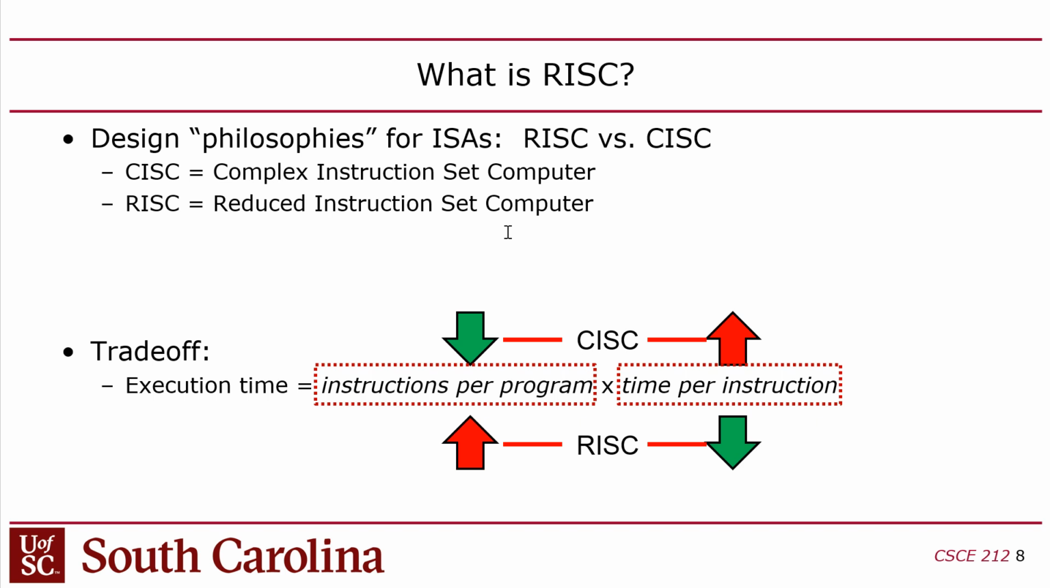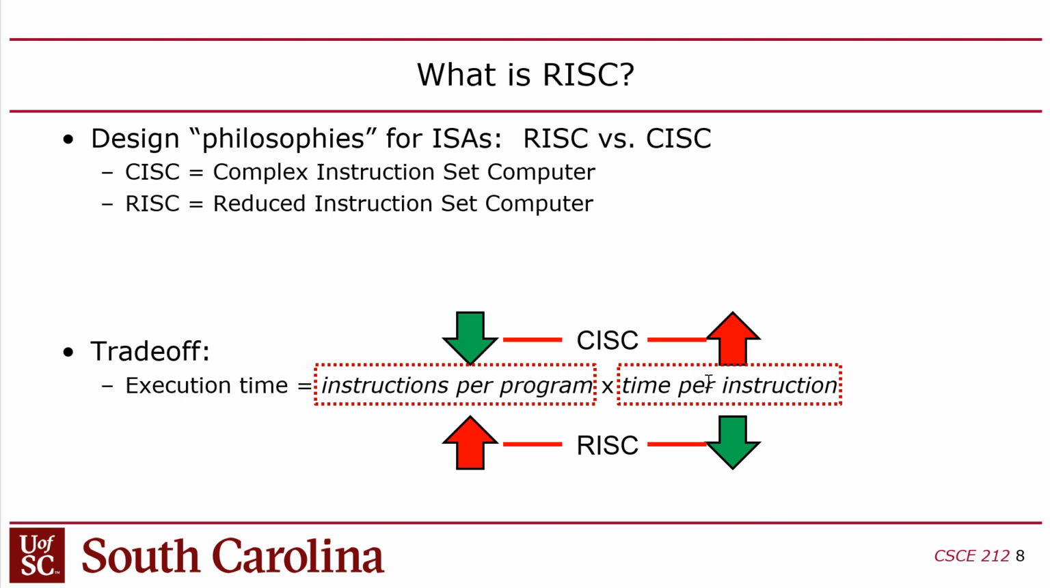Another way to explain this is if you look at the classic architecture performance equation, which states that the execution time of a program is the number of instructions executed to run that program, multiplied by the time required on average to execute each instruction. CISC CPUs are trying to minimize the number of instructions per program at the cost of higher time per instruction, because each instruction is more costly in terms of execution time.